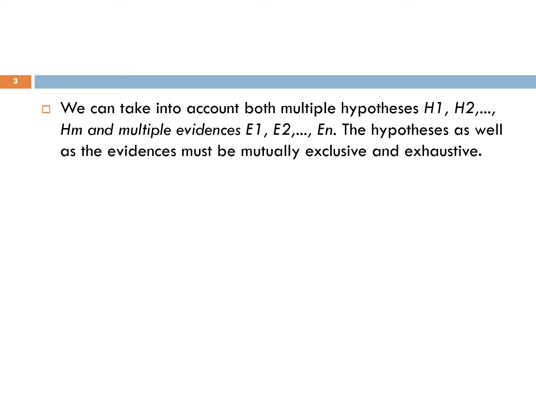Okay, we can take into account both, and the hypothesis and evidence can be multiple. We can have multiple hypotheses, H1 until a number of H, and also we can have multiple evidence, a number of evidence. The hypotheses as well as the evidence should be mutually exclusive and exhaustive, meaning that they cannot both occur by chance.